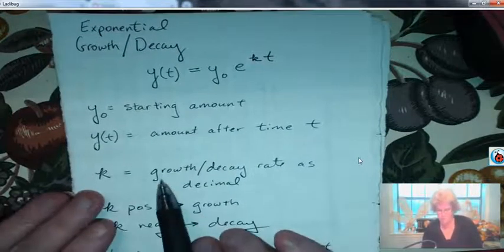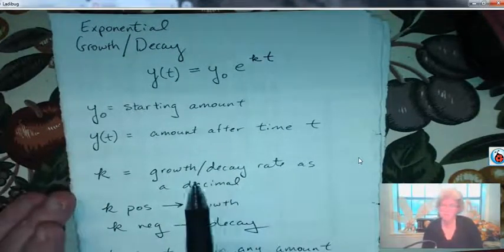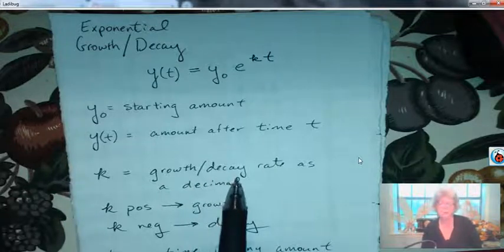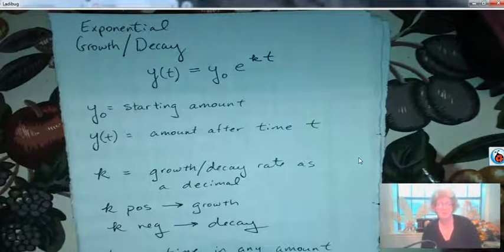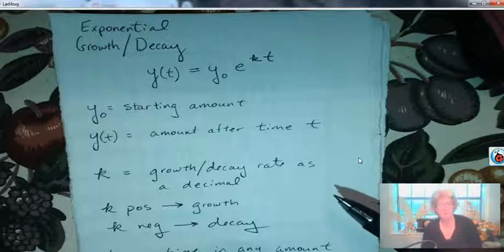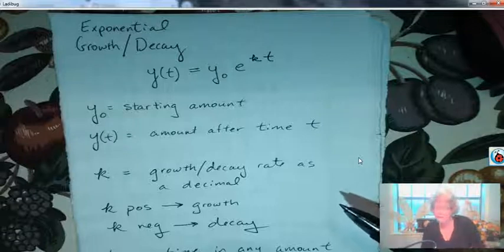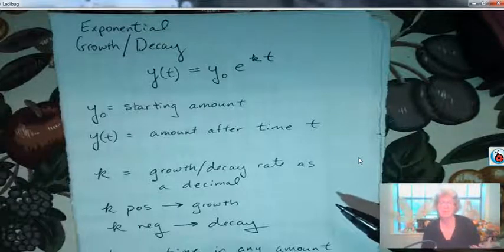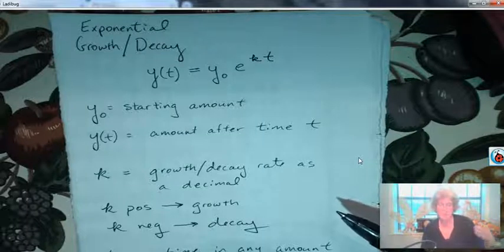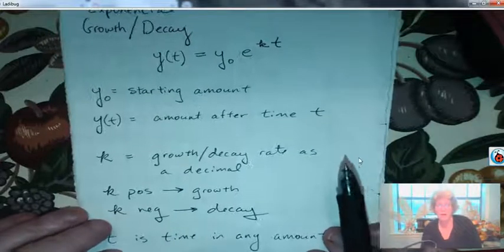K is going to be the rate, either a growth rate or decay rate given as a percentage. But just like we did with interest problems, that percentage must be represented in decimal form, K in this case. So with continuously compounded interest, the rate in decimal form was R. Here it's a K. You have to be very careful.